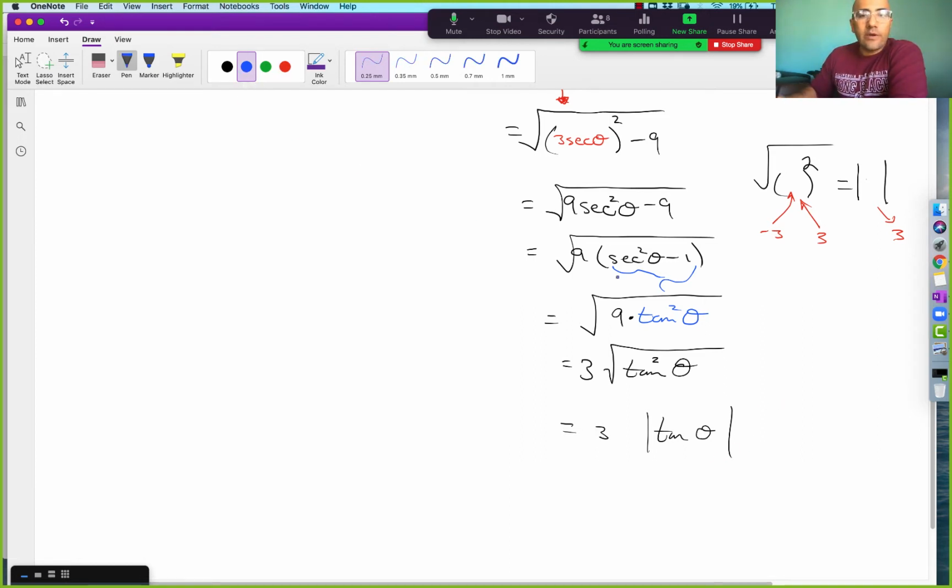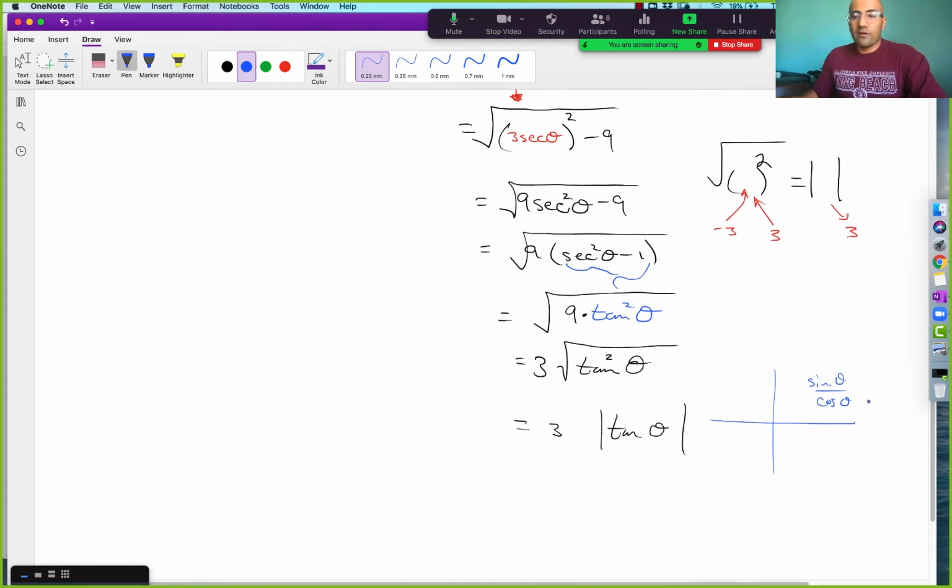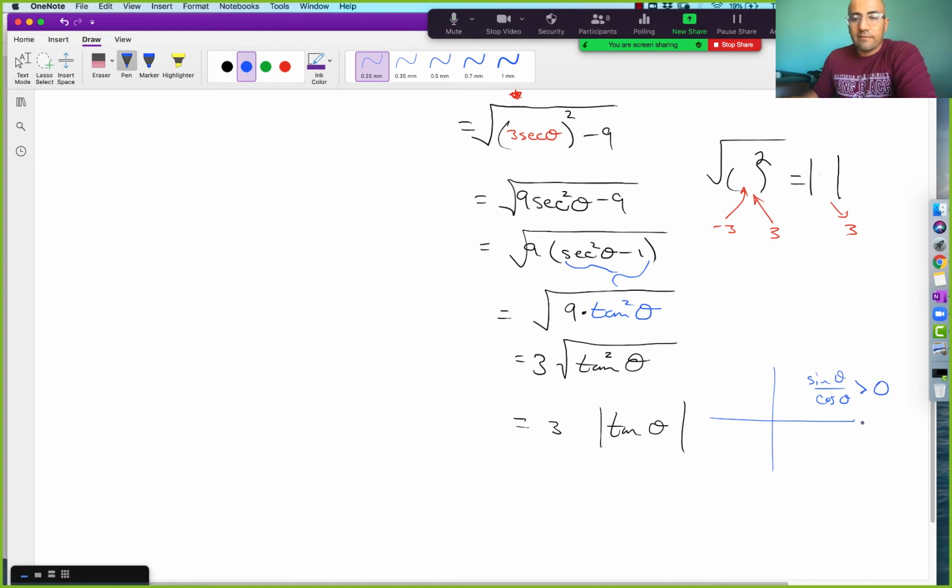Tangent of theta is always positive in quadrant 1 and quadrant 3. Right. Remember that in quadrant 1, tangent of theta, which is sine of theta over cosine of theta, both sine and cosine are always positive. So therefore, this thing is always positive. And in quadrant 3, sine of theta is always negative, and cosine of theta is always negative. Therefore, the negative over negative cancel, becoming positive. This thing is always positive.